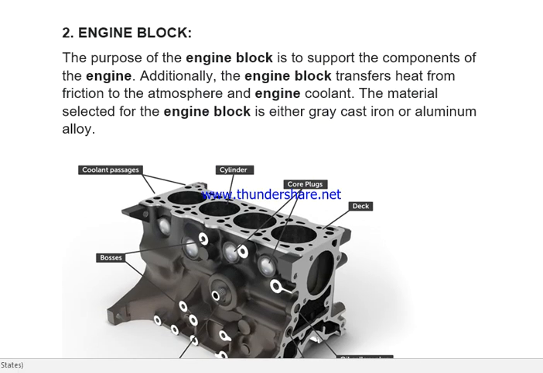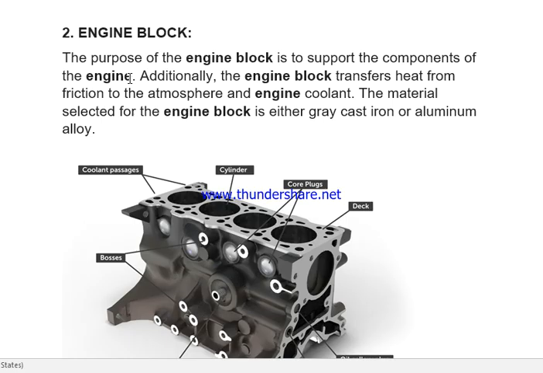Here we have the engine block. That is the second part of an engine. The purpose of the engine block is to support the components of the engine. Additionally, the engine block transfers heat from friction to the atmosphere and the engine coolant. The material selected for the engine block is either grey cast iron or aluminium alloys. This is not necessary to memorize. And another thing, it helps to support the components of an engine.